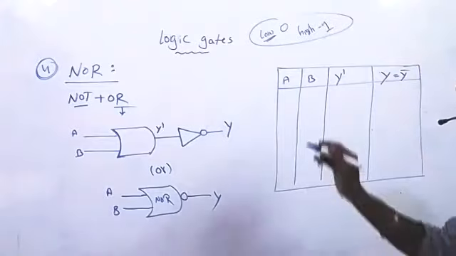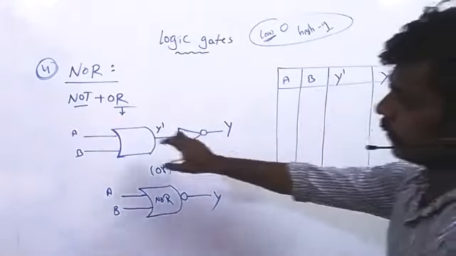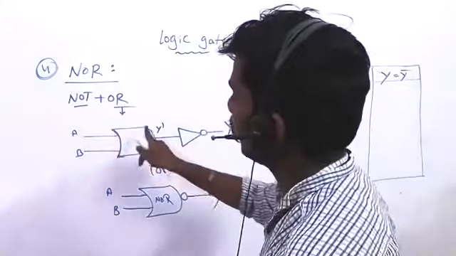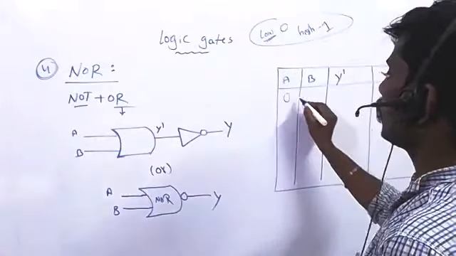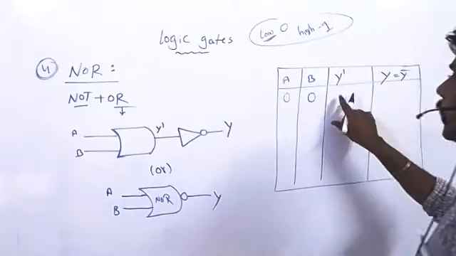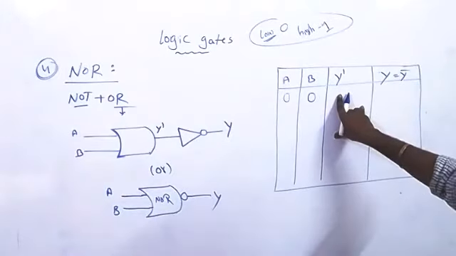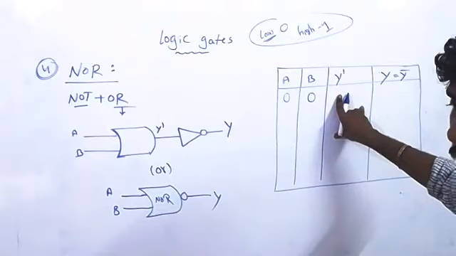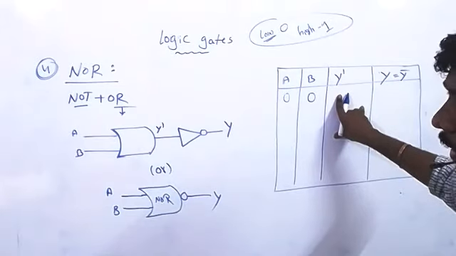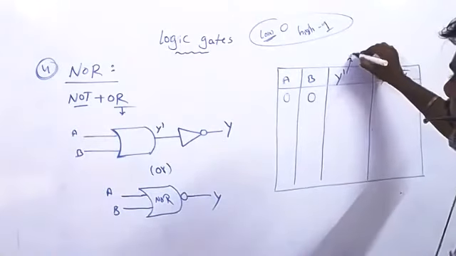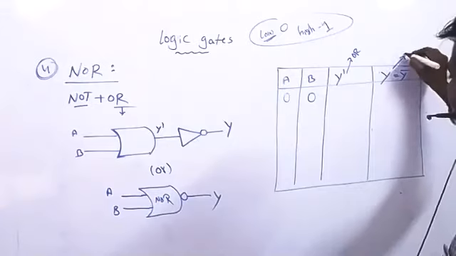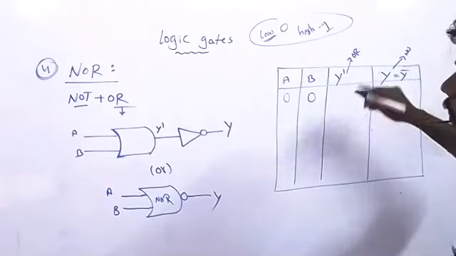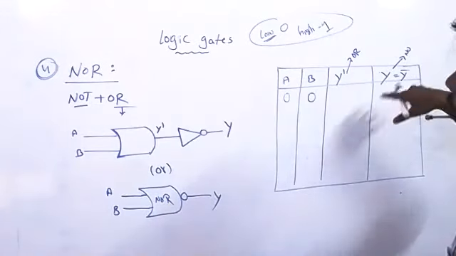Now, first, when we give inputs, that will be the result. So I give 0 and 0. Will the OR gate give high output or low output? It is the OR gate result, and then the NOT gate. This combination is called a NOR gate.